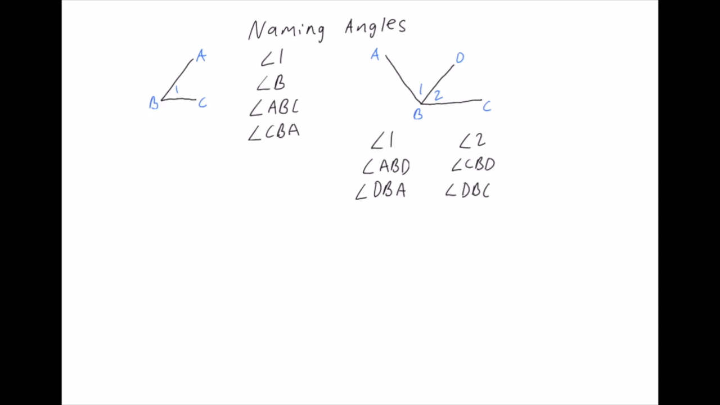Now, what about the big angle? How would we name that one? How would we talk about that? So the big angle, which is a combination of angle 1 and angle 2, we can't say angle 1 plus angle 2. That's not necessarily one angle. So we have to use all three letters: A, B, C. So we say angle A, B, C. Or again, we can go backwards, angle C, B, A.